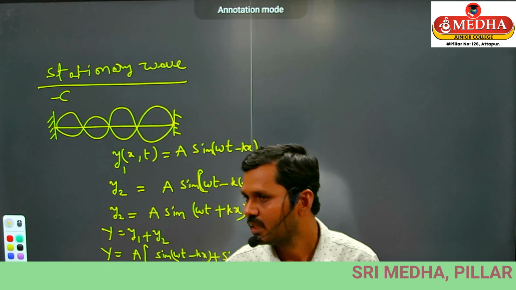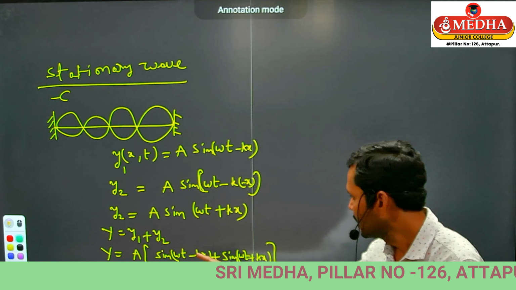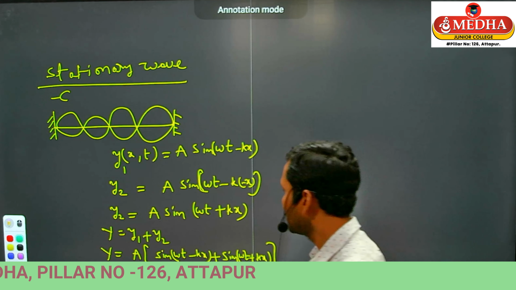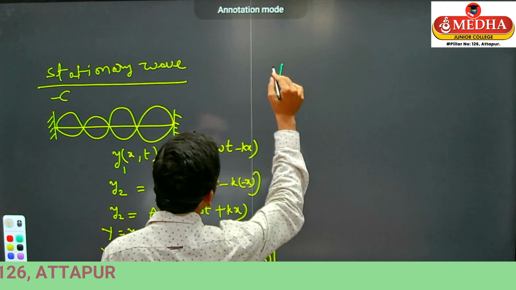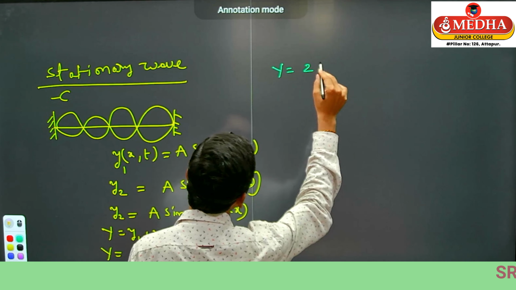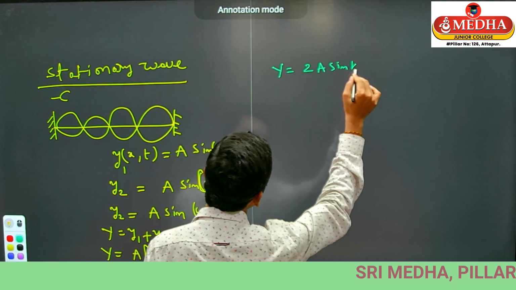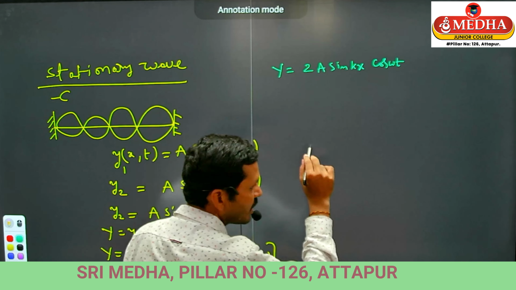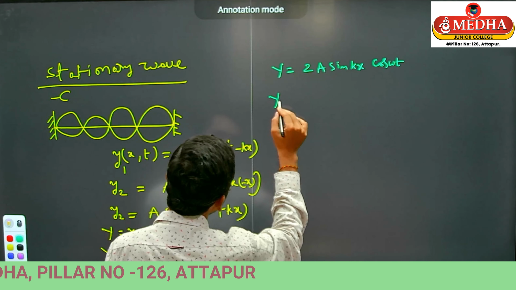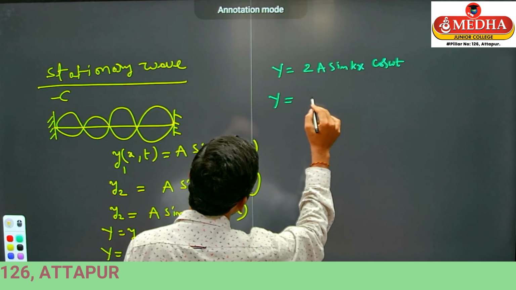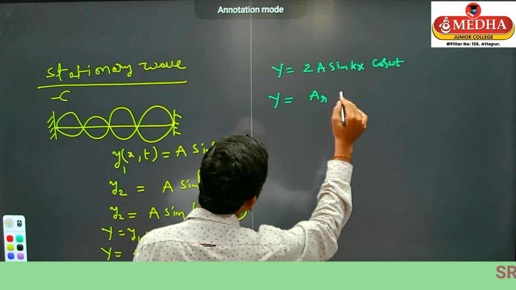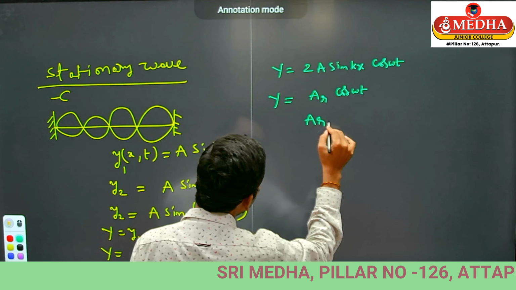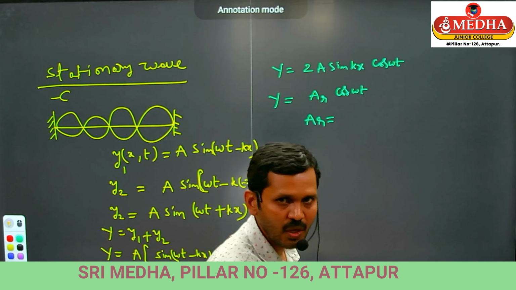the formula sin C plus sin D, or sin(a minus b) and sin(a plus b), we get the resultant displacement equation: y is equal to 2a sin kx cos omega t. This is cos omega t. So again we can write that the resultant wave displacement y is equal to A_r into cos omega t, where A_r represents the resultant wave amplitude.